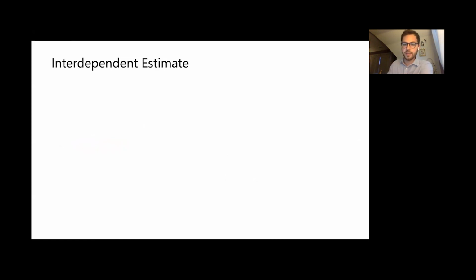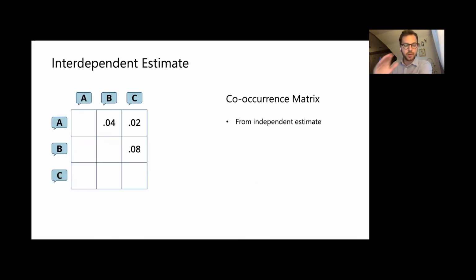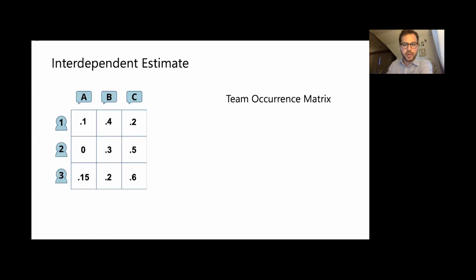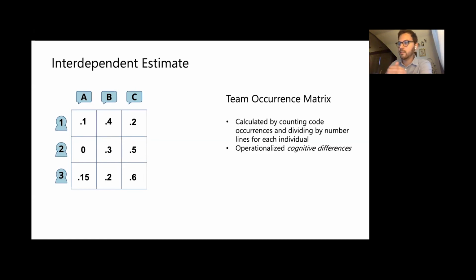For the interdependent estimate, we take the same thing that we had before. We'll save that for later. But now we also need to account for the rest of the team because we're thinking about interdependence here. So we need this team occurrence matrix. And what this does is it counts up the number of code occurrences just by themselves, dividing by the number of lines for each individual. And this operationalizes this idea of cognitive differences. So it shows the different rates for different concepts on the team across individuals.